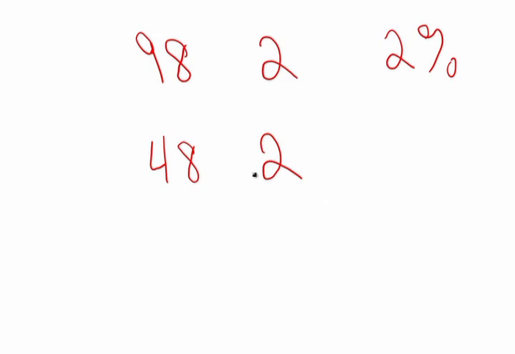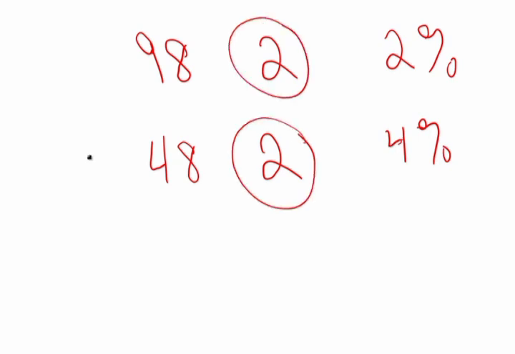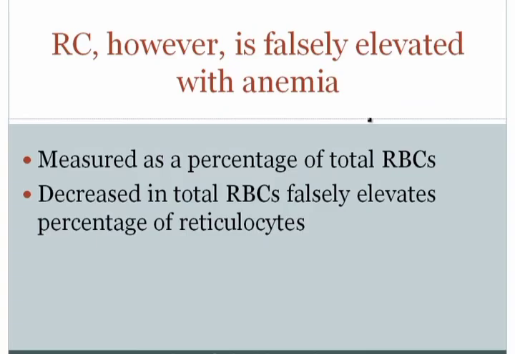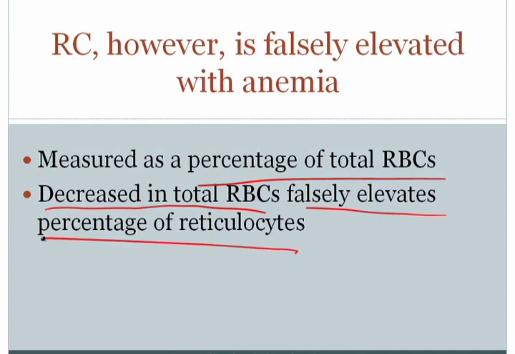and so now the patient has 2 out of 50. 48 plus 2 is 50. 2 over 50, which is really 4 over 100, or 4%. Now you see that the reticulocyte count went up to 4%. However, has the bone marrow made any extra red blood cells in this circumstance? The answer is no. It's still making those same 2 reticulocytes. And so you can see that in a patient with anemia, the reticulocyte count is falsely elevated. And that's what I was trying to say here in your text, that a decrease in total red blood cells falsely elevates the percentage of reticulocytes.